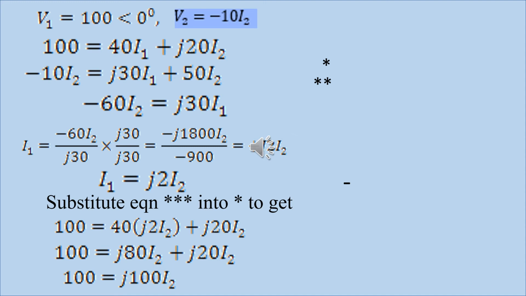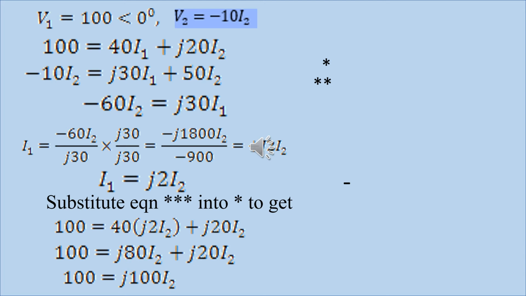That will then lead us to getting our I1 equal to j2 I2. From the second equation, we get our I1 equal to j2 I2. Now if we substitute the value of our I1 into the first equation, 100 equals 40 I1 plus j20 I2, we will get 100 equals j100 I2.